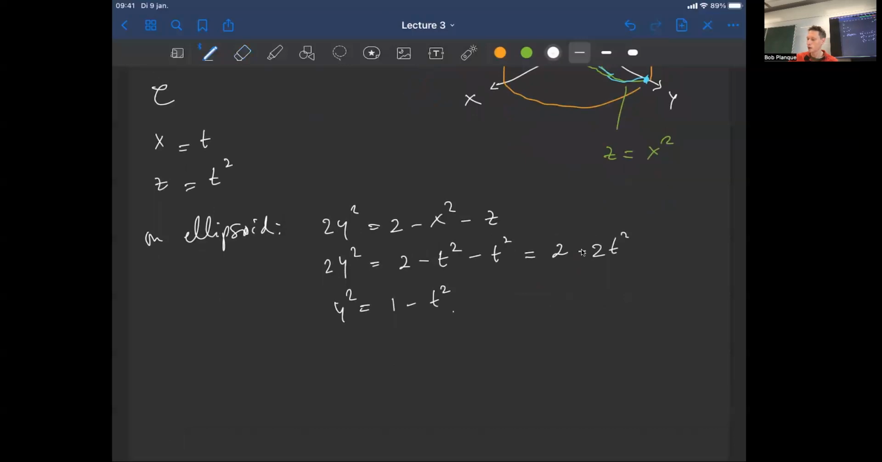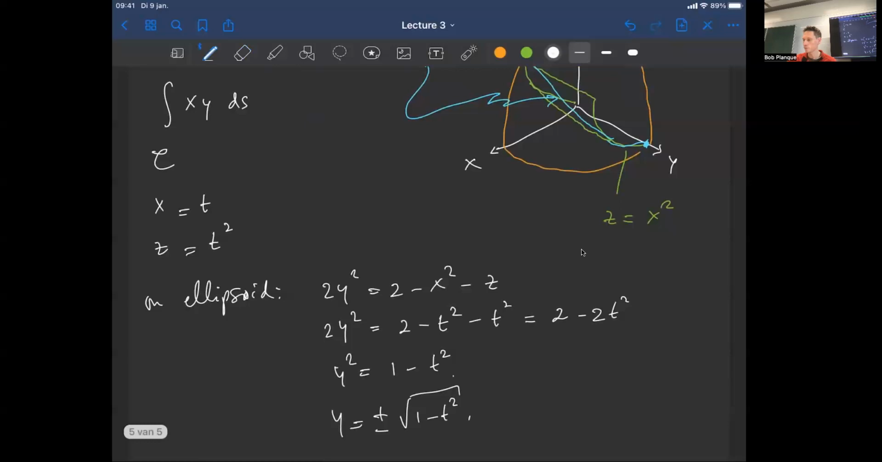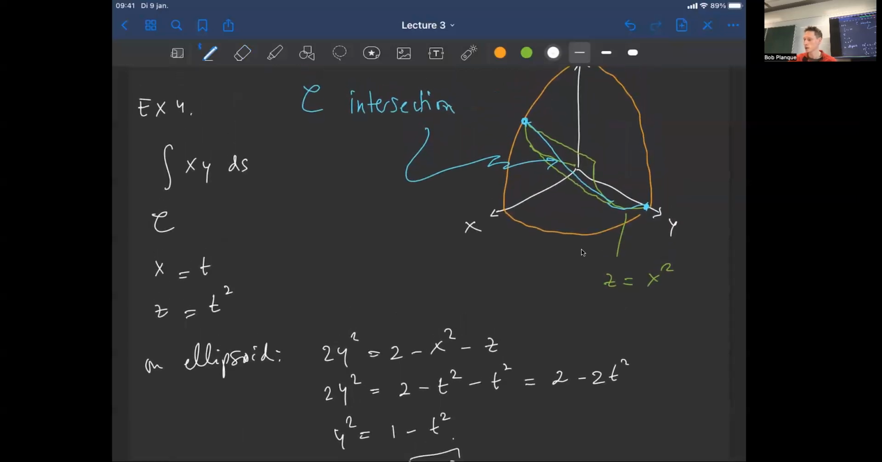Anyway, so y is now plus or minus the square root of 1 minus t squared. And we have to check which one of the two we have to take. So 1 minus t squared, t goes from 0 to 1. This point you can check: x is 0 and this is 1, 0. And the other point has x equal to 1, y equal to a half.